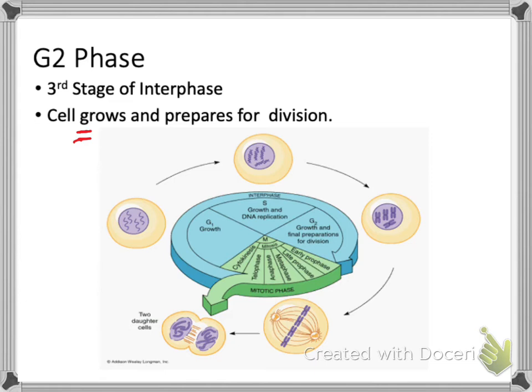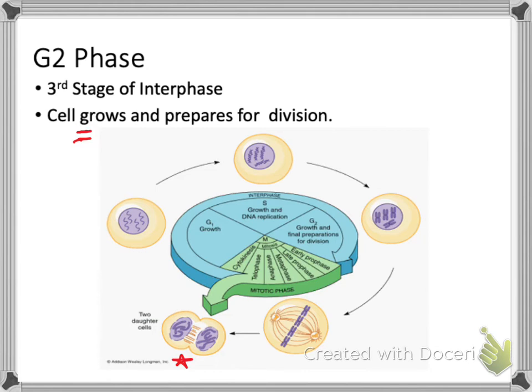And at this point, the cell is going to make sure it's the right size and it has all of the materials necessary to divide. Okay, so we have one cell that's going to divide into two cells, like you can see here, and each of those two cells are going to need resources in order to survive.